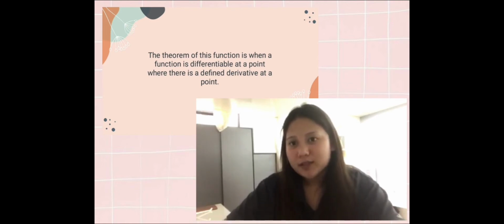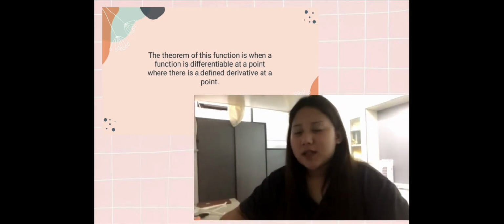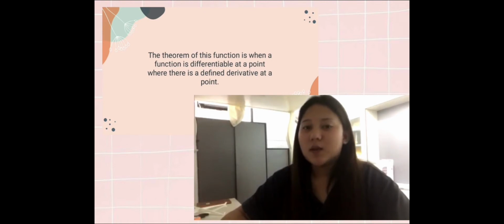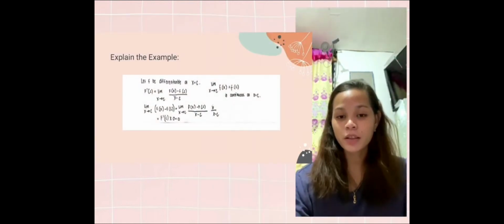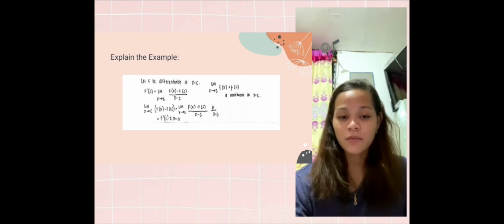We can see in the example, if the function is differentiable at a point, then it must be continuous at that point. Therefore, if f of x is not continuous at x equals a, then f of x is not differentiable at x equals a. If the function is differentiable at a point, then it must be continuous at that point. There are connections between continuity and differentiability.